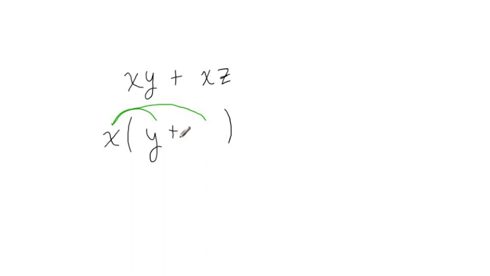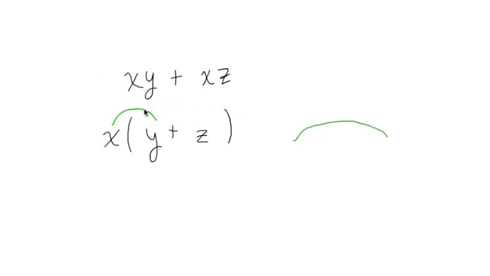Now I need the second monomial, so I'll put a plus sign. And now I need to figure out what I multiply x by to get xz. Xz simply means x times z, so the answer here is I multiply x by z to get xz.